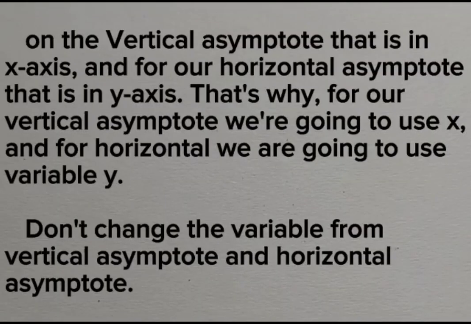Remember, the vertical asymptote is on the x-axis, and the horizontal asymptote is on the y-axis. That's why, for vertical asymptote, we're going to use x, and for horizontal, we're going to use the variable y. Don't change the variable between vertical asymptote and horizontal asymptote.